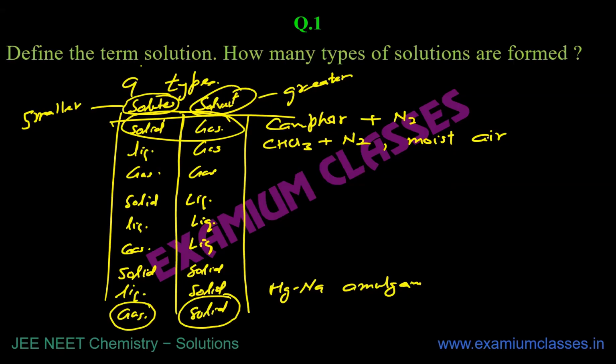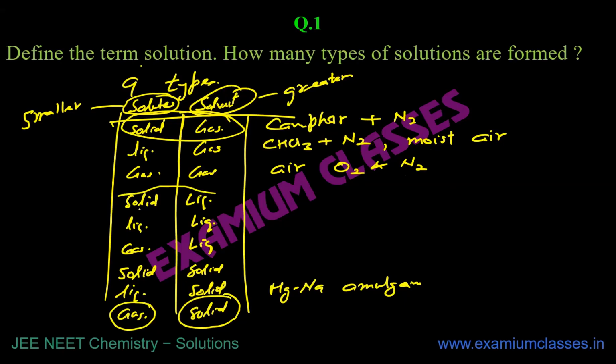Gas in gas, anyway, there are many examples. For example, air is oxygen and nitrogen. You will not write nitrogen and oxygen, you will write oxygen and nitrogen, and you will write the solvent later on. Nitrogen is in greater amount, oxygen is in a smaller amount, so oxygen is the solute, nitrogen is the solvent.